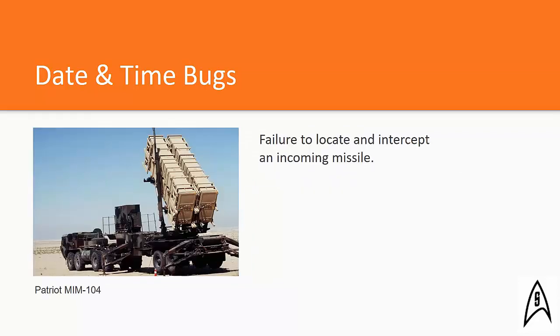The software error of an MIM-104 Patriot, a surface-to-air missile or SAM system, caused its system clock to drift by 1/3 of a second over a period of 100 hours, resulting in failure to locate and intercept an incoming missile. The Iraqi missile impacted in a military compound in Tehran, Saudi Arabia. That happened on 25th of February in 1991, killing 28 Americans.